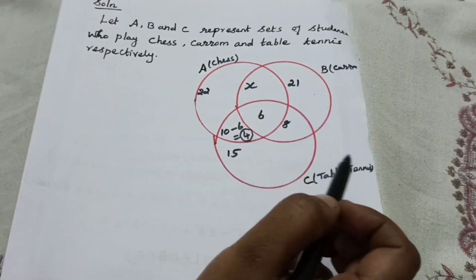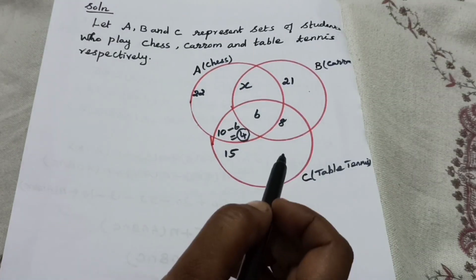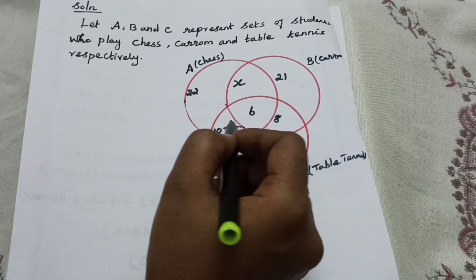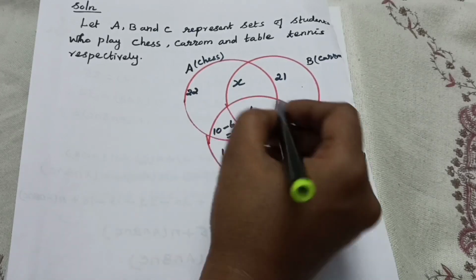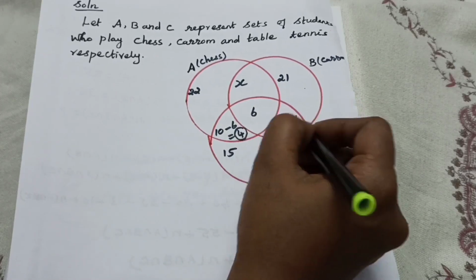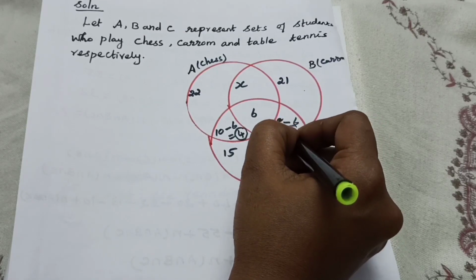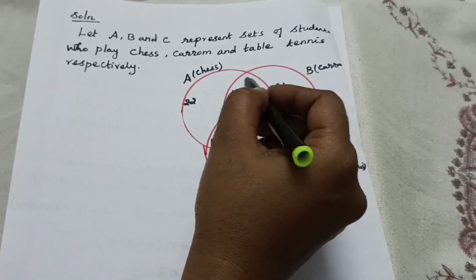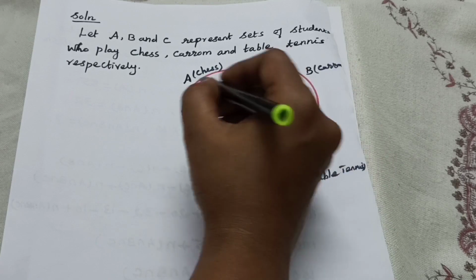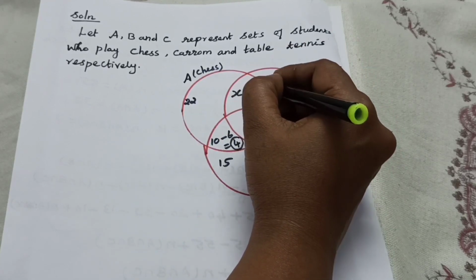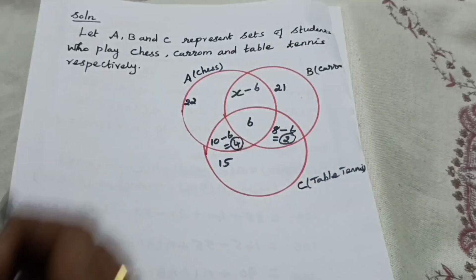Then like that, only carom and table tennis. How many of them played? 3. That one subtract. 3 minus 6... sorry, minus the 6 is equal to what? 2. Don't round it. Okay. Here only chess and carom: from here X minus 6 we have to write.